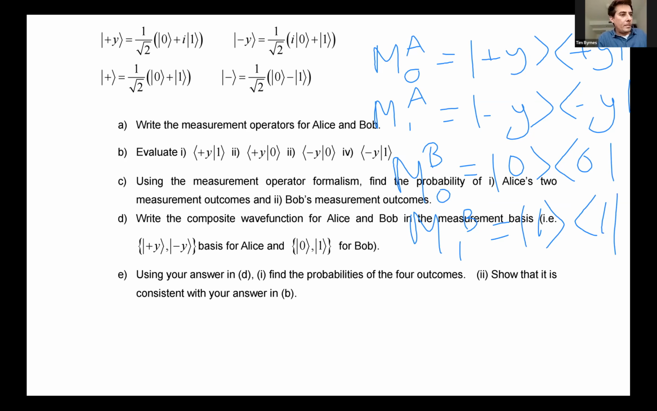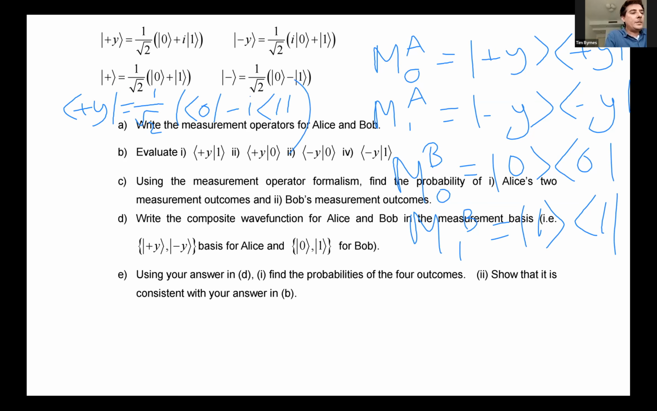And then B is just to evaluate these quantities here. So I think the only thing you have to be careful about here is that these are the bras of these ones, right? So that means that, for example, plus Y conjugate is going to be, you've got to take the complex conjugate of these values. So that's just the small trap that you need to be aware of.